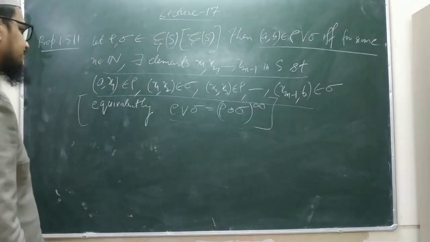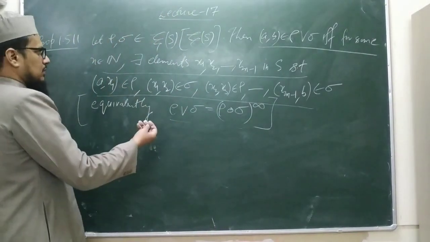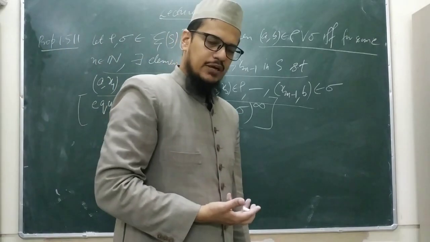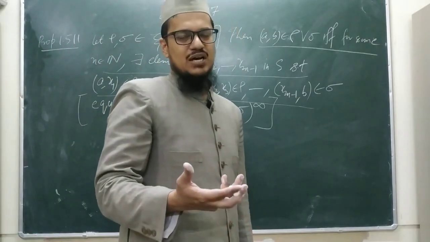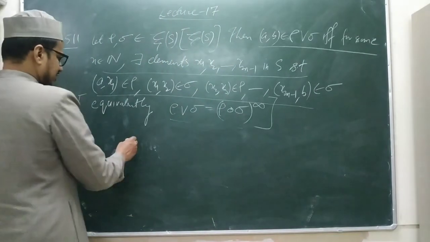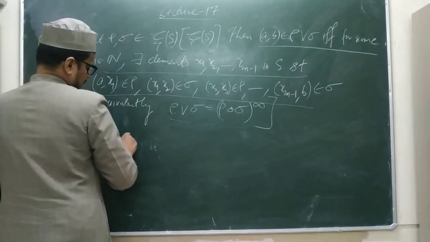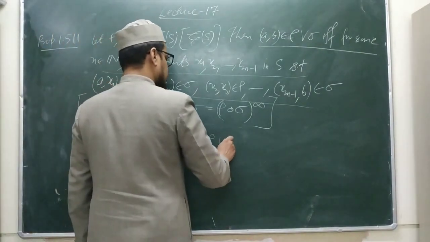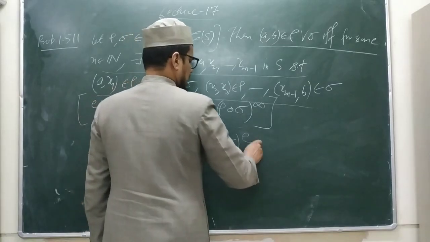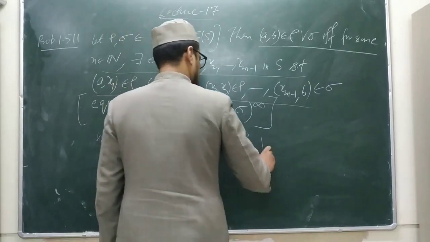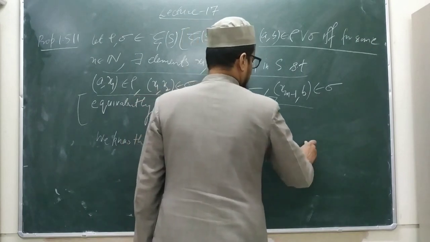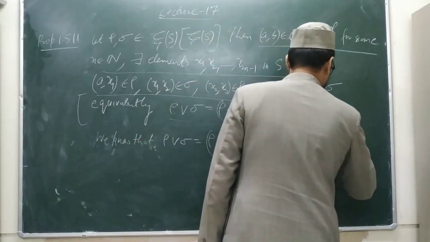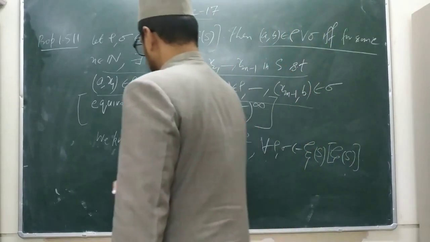Correct? See, as we know, when rho and sigma belong to the lattice of equivalences or congruences, rho join sigma is the same, isn't it? What is rho join sigma? We know that rho join sigma is equal to rho union sigma E for every rho, sigma belonging to the lattice of equivalences on semigroup S or the lattice of congruences on semigroup S. Correct? We know that.